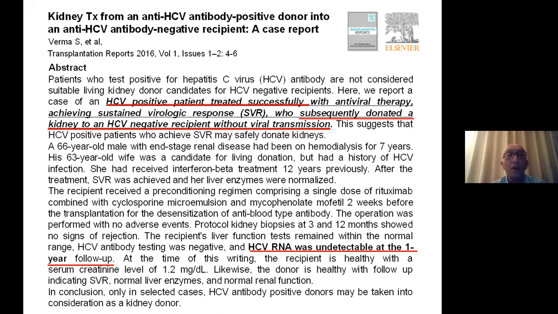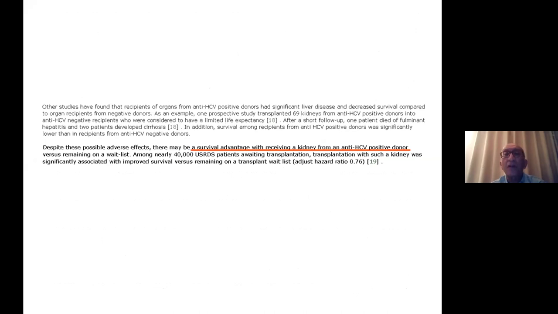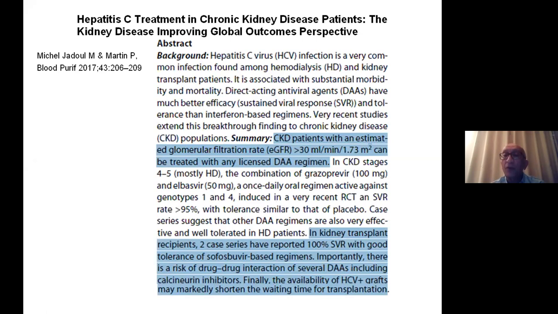And this could show that there is a survival advantage with receiving kidney from an anti-HCV positive donor versus remaining on the waiting list. And this reminds me with our previous initial practice when we used to give positive antibody before we have the NAT era to an antibody positive, similar to the approach we are doing with the CMV detection. Supplying organs from positive donors was considered by Jadul in 2017 that it increased the availability of HCV grafts and may markedly shorten the wait time for transplantation.